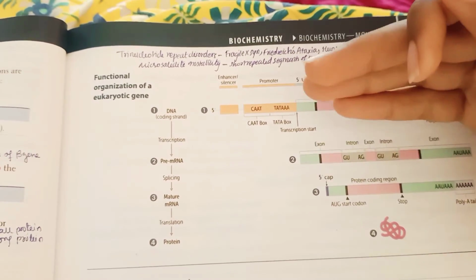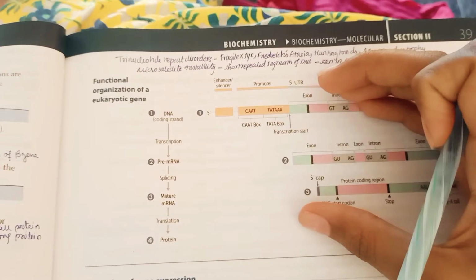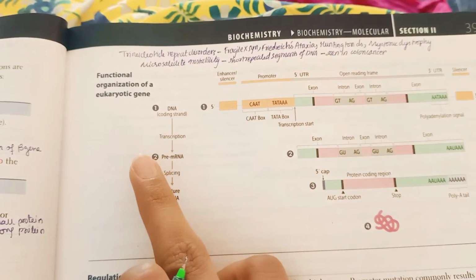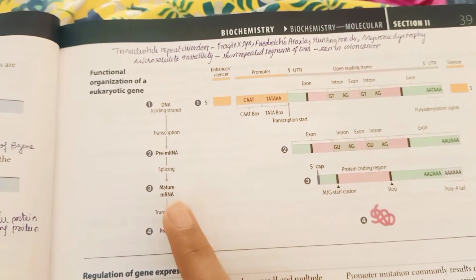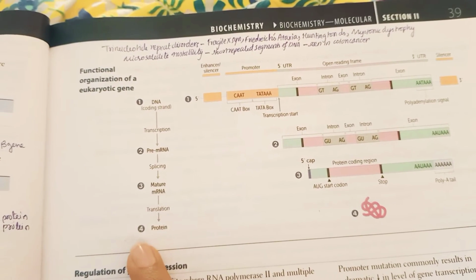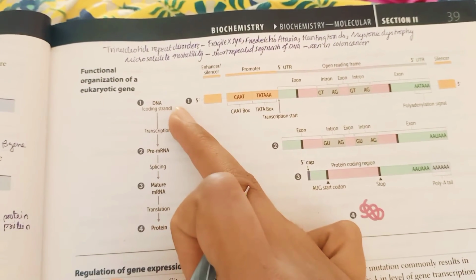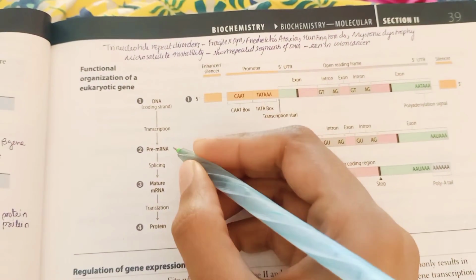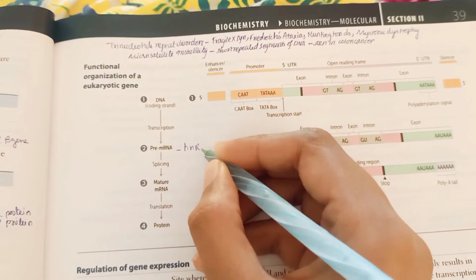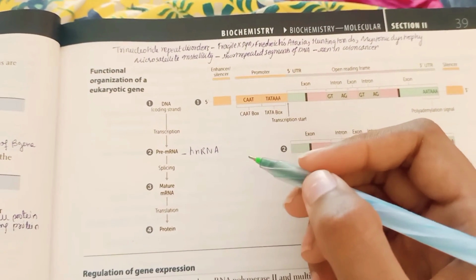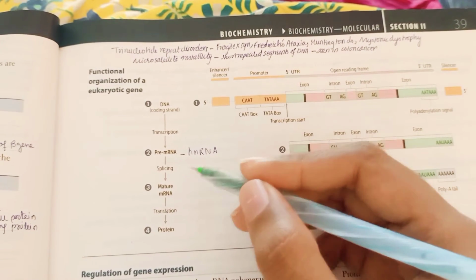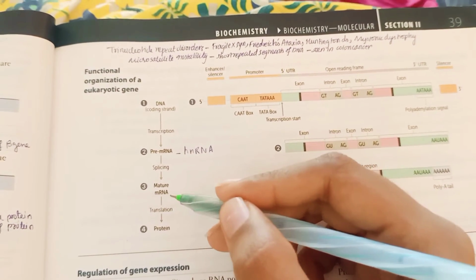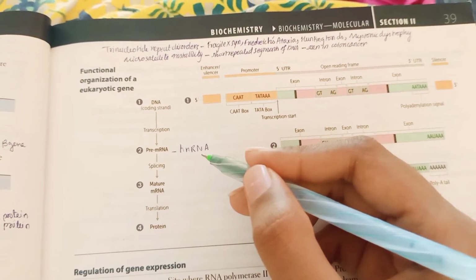Now let us understand RNA processing, especially in the eukaryotic cell. You can see the functional organization. The first one which you see is a DNA coding strand, the second one is the pre-mRNA, the third one is the mature mRNA, and finally you see the protein. So first, from the DNA there should be a process called transcription to form pre-mRNA. This pre-mRNA can also be called hnRNA. What is hnRNA? It is heterogeneous nuclear RNA which is modified, and later it can become mRNA. mRNA means the modified or mature mRNA. This can be formed from hnRNA.